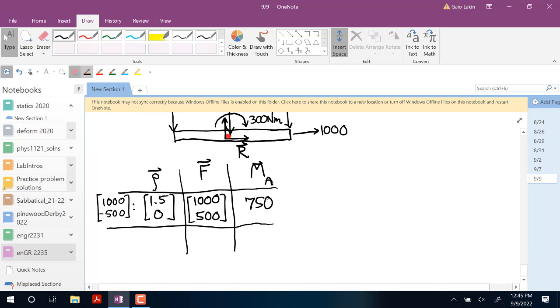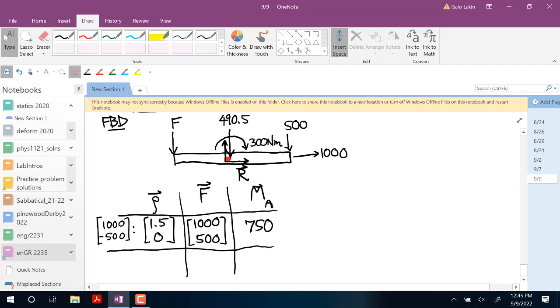Anybody have any questions about that? Yeah, this 500 should be negative, and so the moment should be negative. Thank you. And you can also make sense out of that because this is the about point. And if you had a hinge here and applied a downward force at the end, it would rotate it clockwise, which is negative. Yep, exactly.